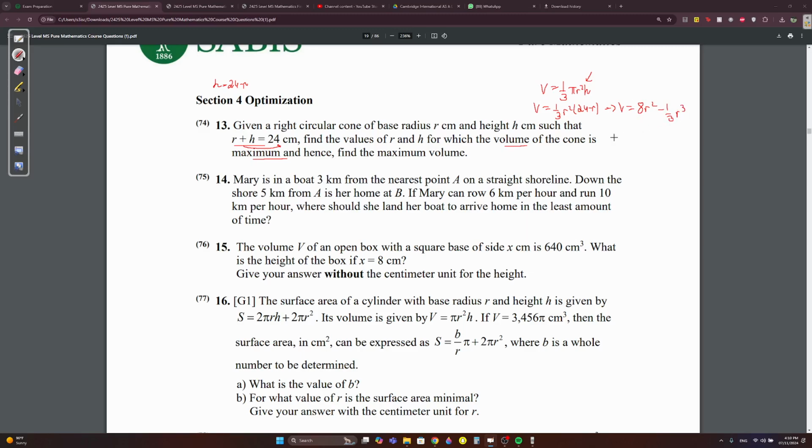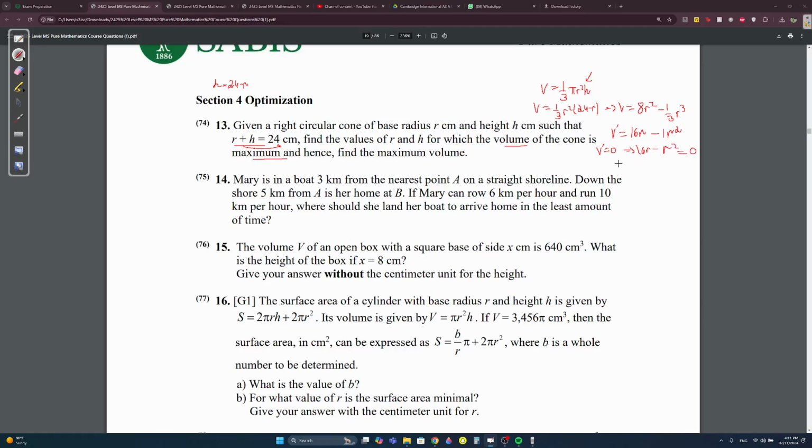So let's derive it. V prime, what's it going to be equal to? And this is squared, yeah? 2 times 8 is 16, so you get 16R. 3 times 1 over 3 is minus 1 R squared. Okay, you derived it. We need to now find the maximum, right? So what do we have to do? We have to equate it to 0. So you say V prime is equal to 0. That means 16R minus R squared is equal to 0.